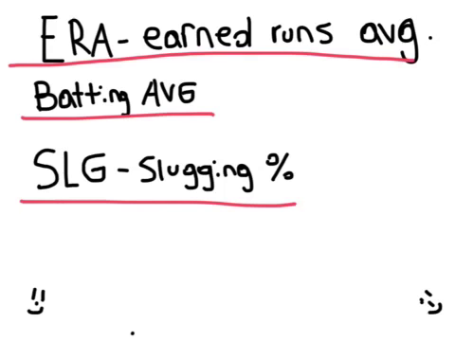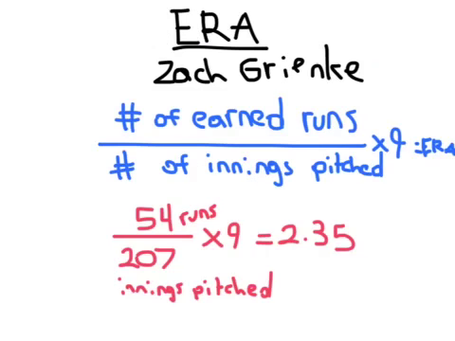And we picked Zach Greinke and Yasiel Puig as our players because they're on the LA Dodgers and they had really good seasons. For the ERA, we picked Zach Greinke.